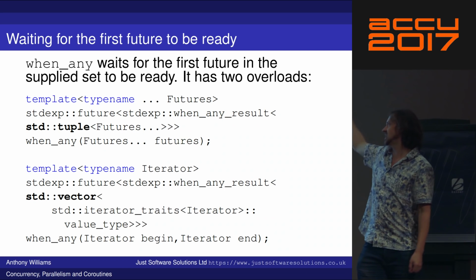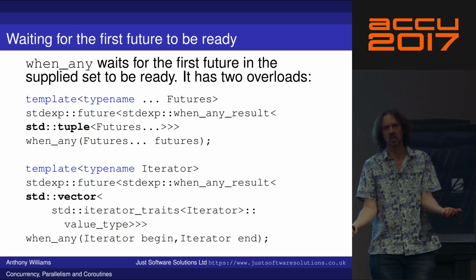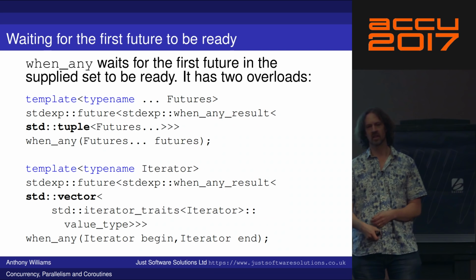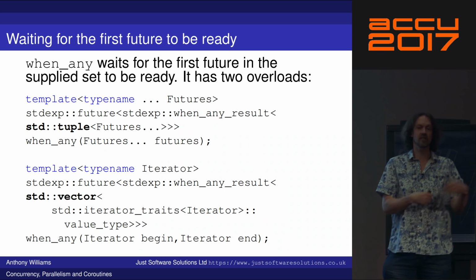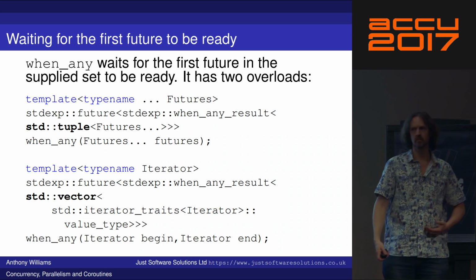Alternatively, you could pass in an iterator range to when any. So you've got a vector of futures to start with. So you pass in when any vec.begin, vec.end, and then it returns you something that holds a vector of futures and the index of which one it was that was ready.